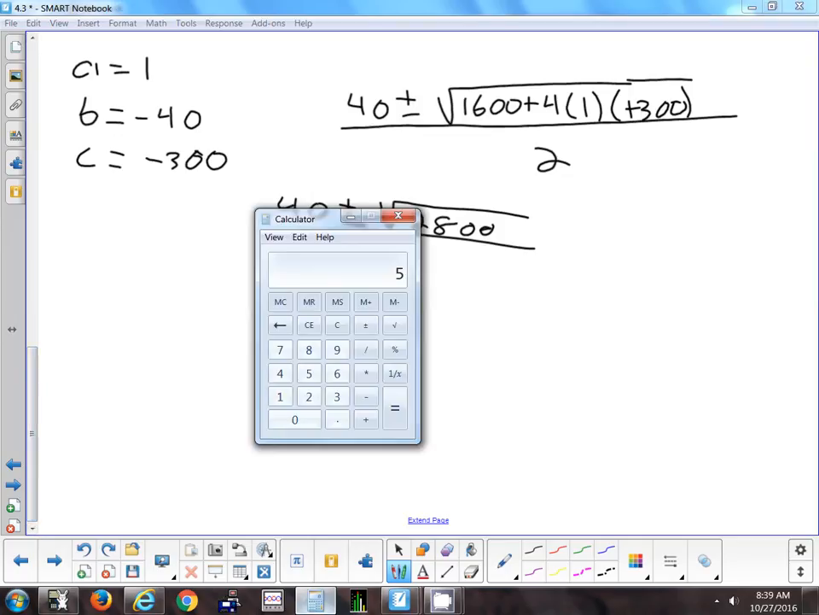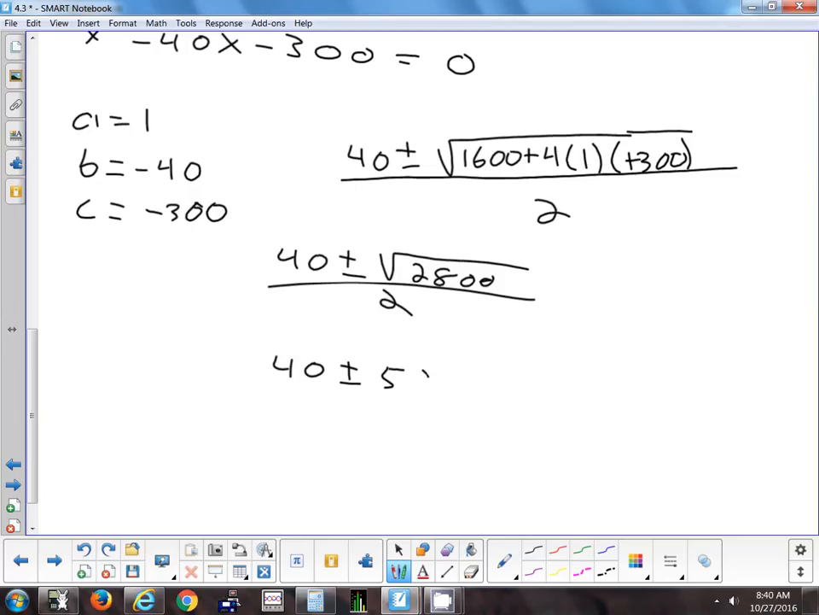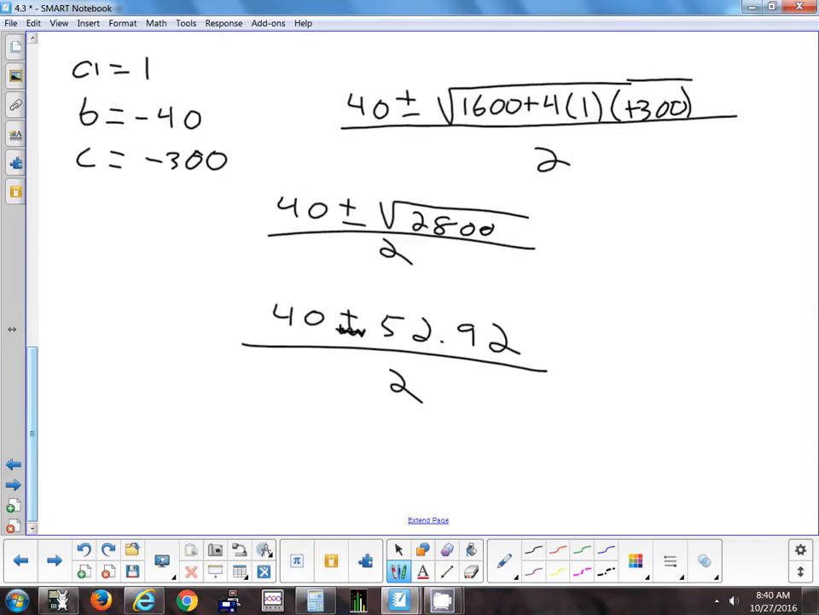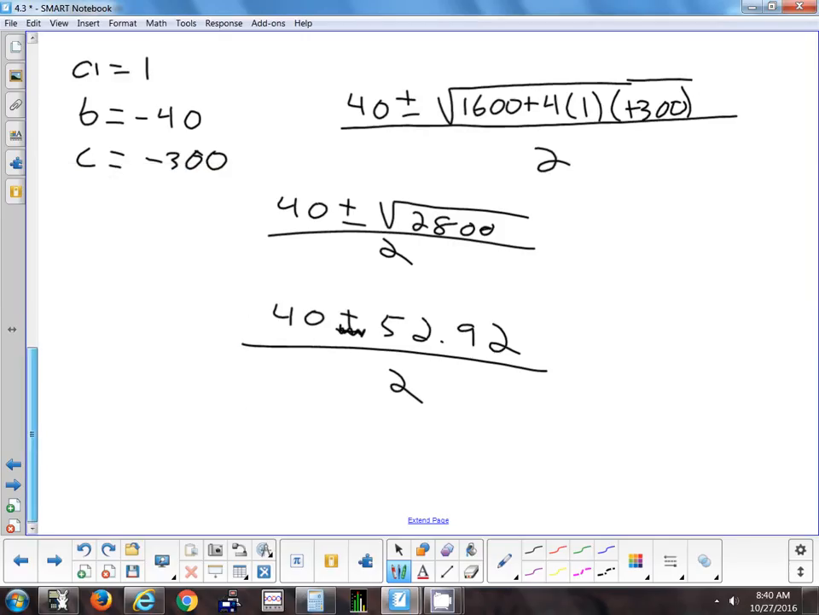Okay, the square root of 2800 is about 52.92. Now, in terms of the plus and minus, we're talking about the speed we're driving in a car. I only need to look at one of the answers. Is it the plus or the minus? Yeah, if you do 40 minus 52, you're going to get a negative. So we don't need to worry about that one. So now do that out, and that's the speed. 40 plus 52.92 divided by 2. So she's going 46.46 miles per hour.